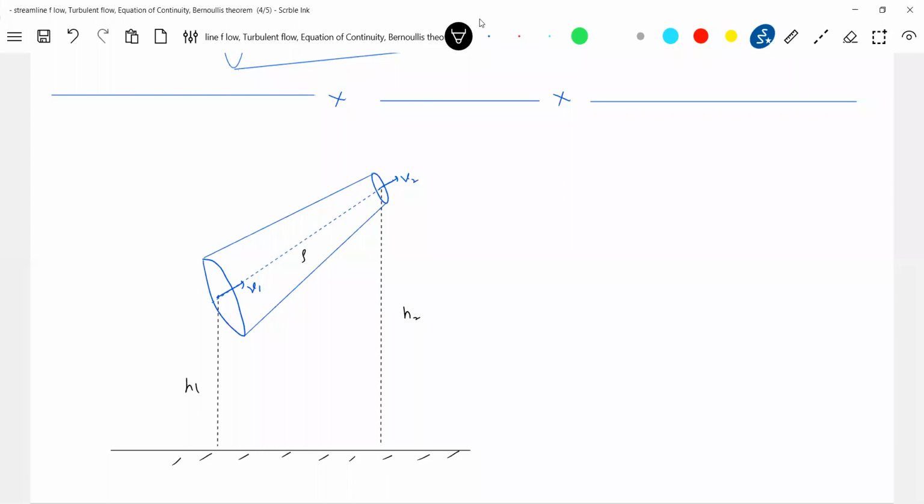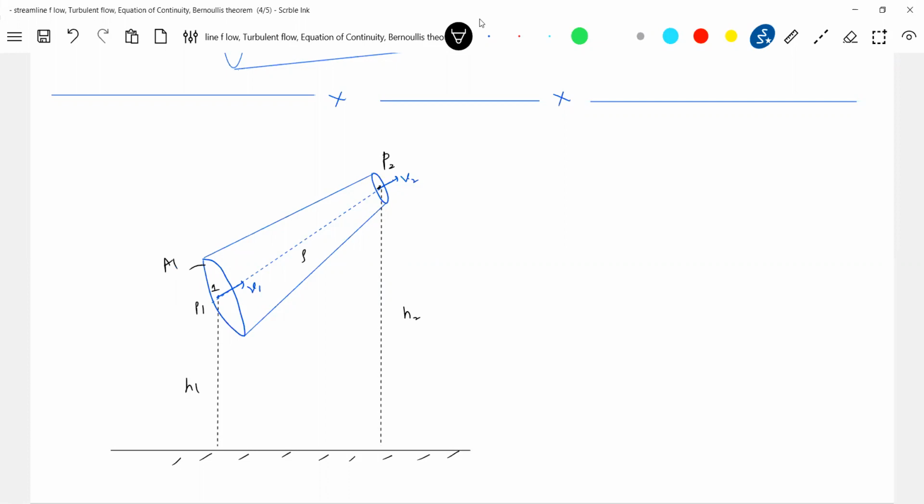Can we write any equation? It is exposed to air here, so what is the pressure? P naught. Here also it is exposed to air, so the pressure is P naught. Oh, so sorry. The pressure here, let it be P1. Let it be P2.